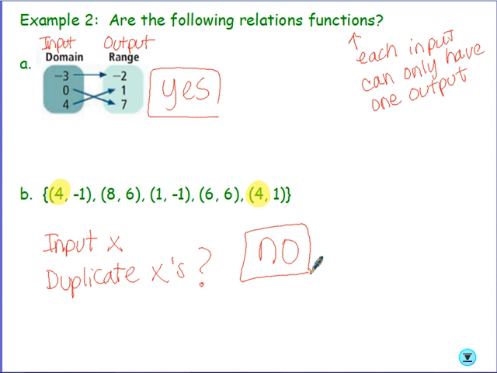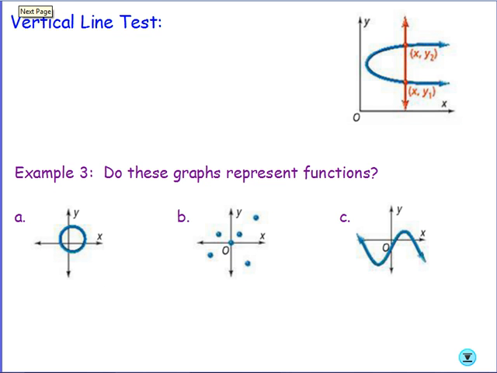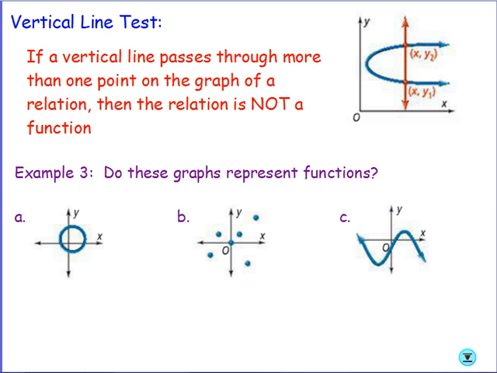All right, now we're going to look at another method to decide if we have functions. This is called the vertical line test. So go ahead and write down the definition. It says, if a vertical line, meaning up and down, passes through more than one point on the graph of a relation, then the relation is not a function. I call this the sweeper bar test. This graph over here to the right describes it perfectly. That vertical line right here touches this graph in 2 spots, right here and right here. If it touches in 2 spots, then it is not a function.